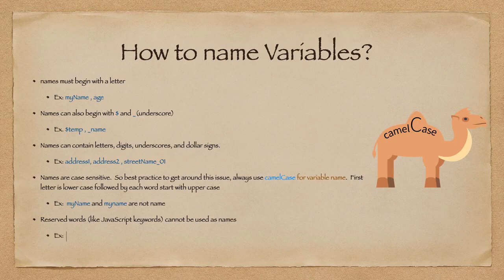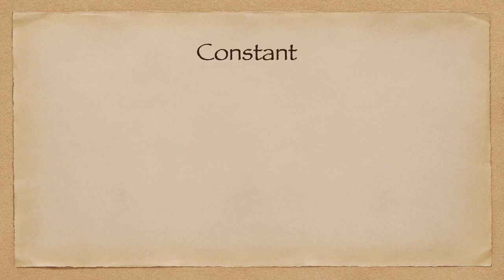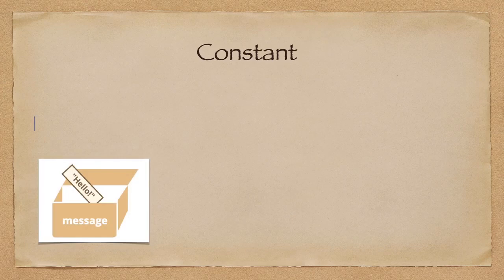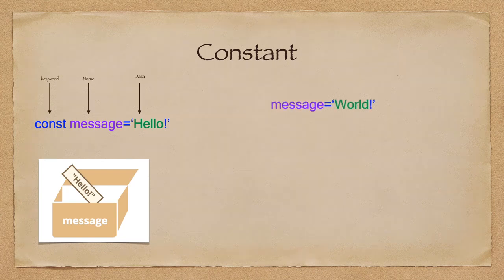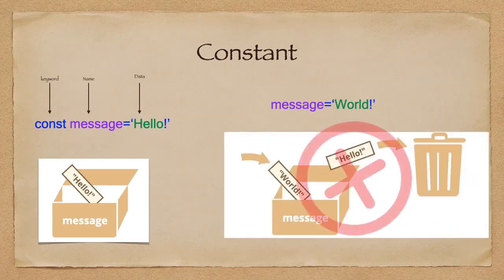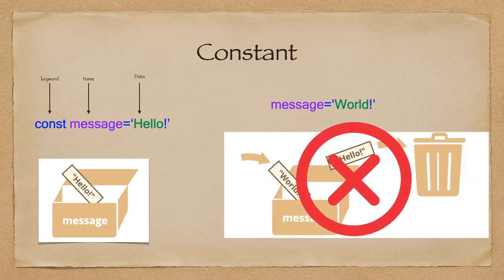Reserved words cannot be used as names. Example, break, var, let, and more. Let's learn constants. Constants can be assigned only once. It can't be reassigned with another value. However, variables can be reassigned multiple times.